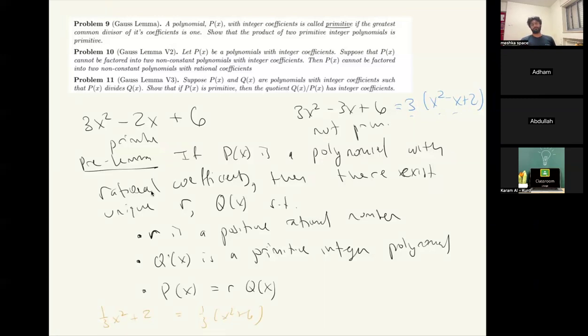Okay, so what we want to show now is that the product of two primitive polynomials is primitive. So Karam, you had a suggestion about Bezout's. What's Bezout's identity?